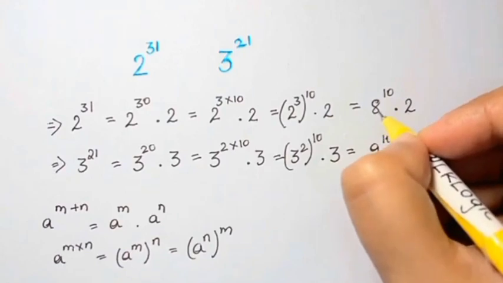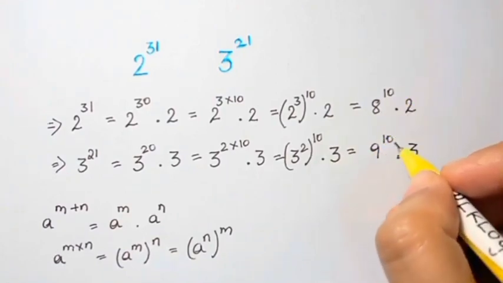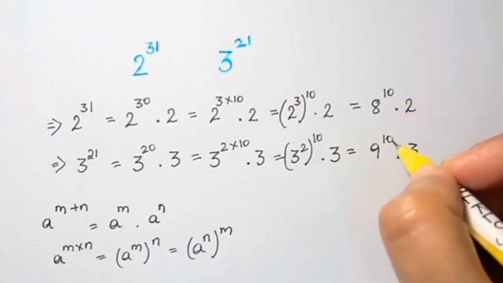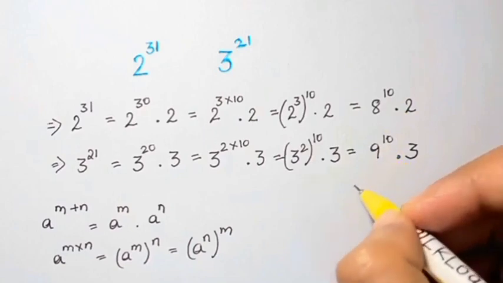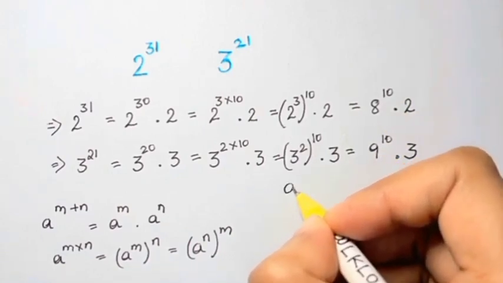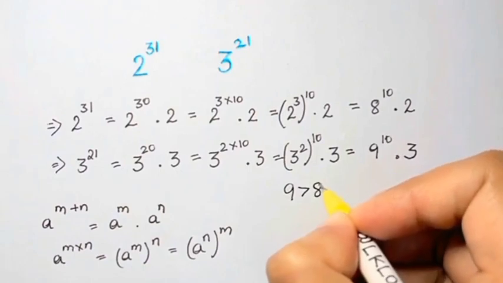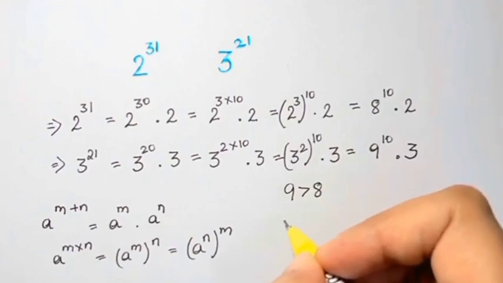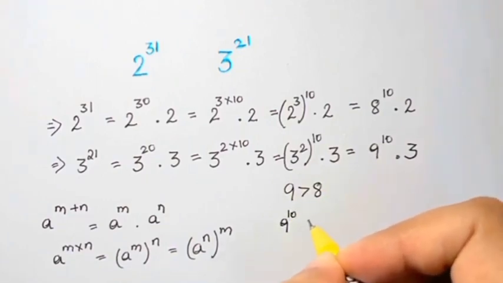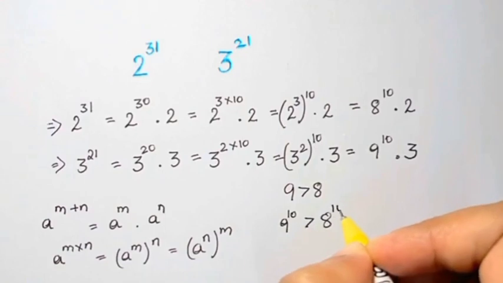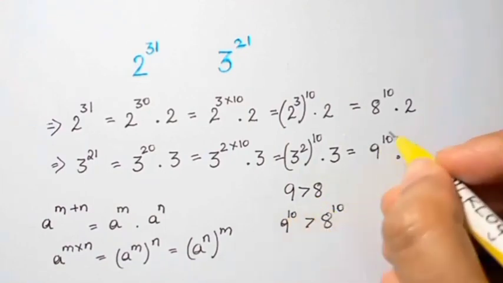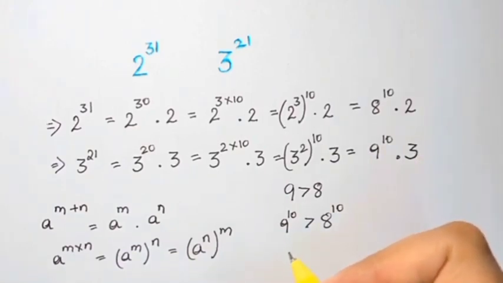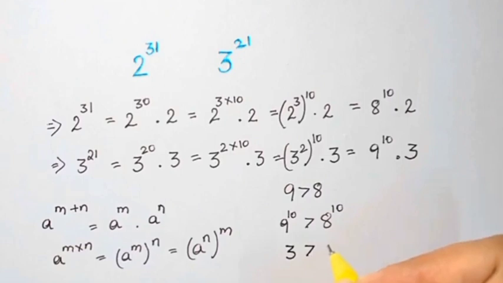Now I've got the value here, 8 to the power of 10 times 2, and here 9 to the power of 10 times 3. What can you observe here? The exponents are the same. What about the bases? 9 and 8. Which one is greater? 9 is greater than 8. So if I put the power of 10 on both sides, 9 to the power of 10 is greater than 8 to the power of 10. Okay, so we have solved for the first one. What about this? 3 and 2. Which one is greater? So obviously 3 is greater than 2.